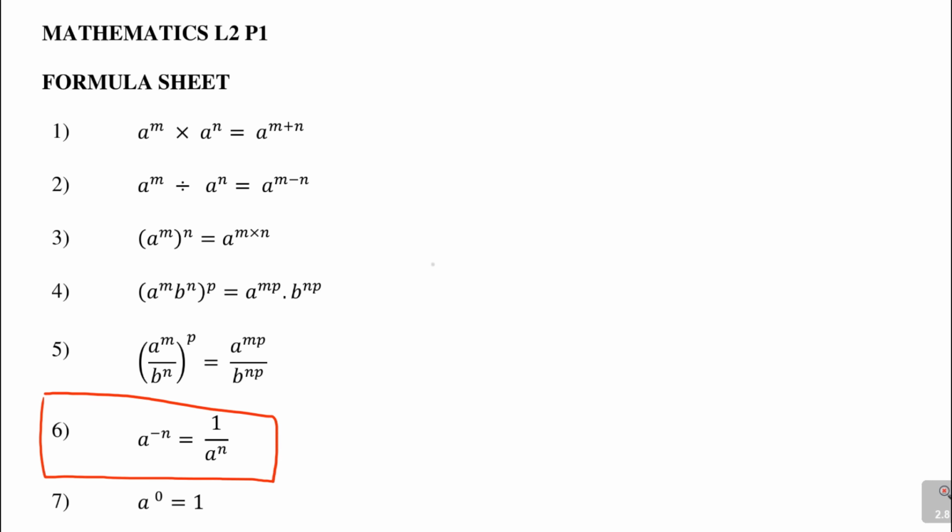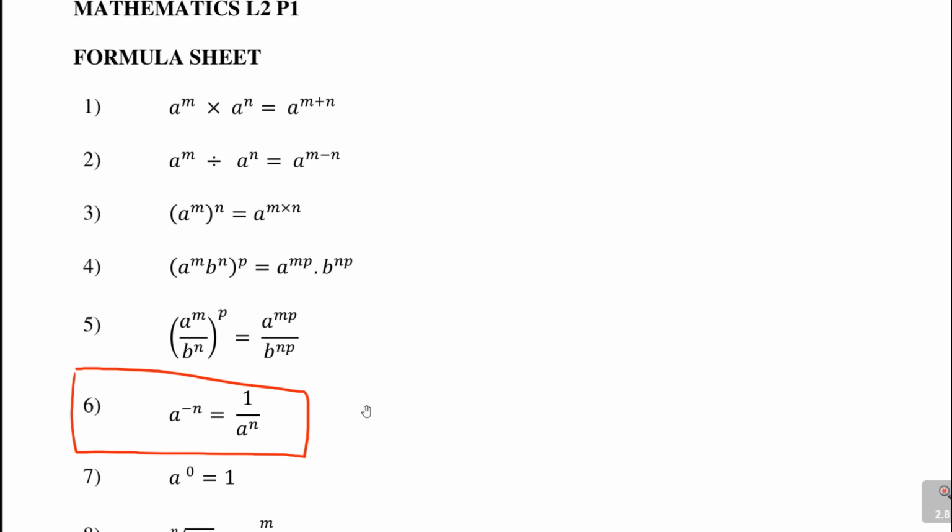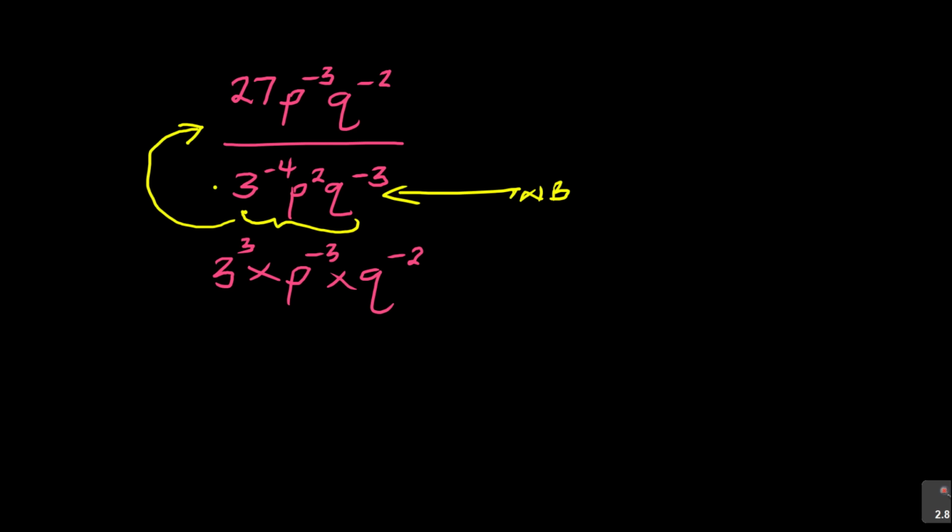No, yeah, it's law number 6 that I want to use, but it's put in a different way. You see, the way they've put law number 6, let me write it here. They brought it like this to say a to the power negative n is equal to 1 over a to the power of n. This is how they've written it. Are you with me? Now let me write it from here going this direction.